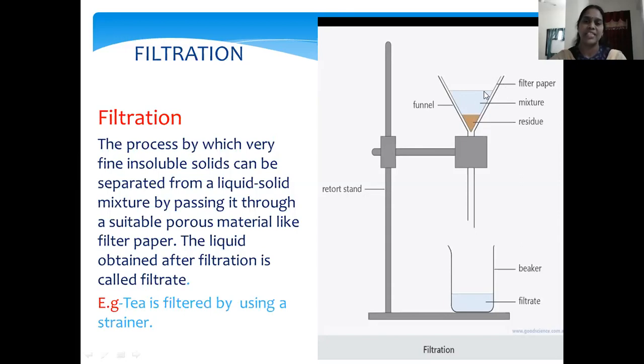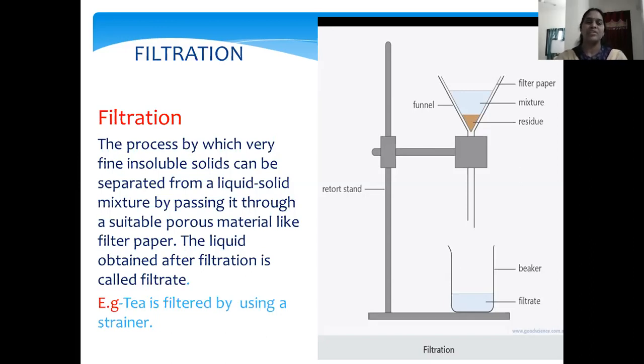The residue is nothing but the sand particles, which will settle in the filter paper itself. It will stay in the filter paper, and slowly the clear liquid will be collected in the beaker. The clear liquid will be collected in the beaker, and the residue of the sand particles will stay on the filter paper only. This process is nothing but filtration.